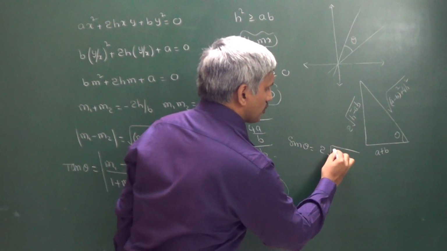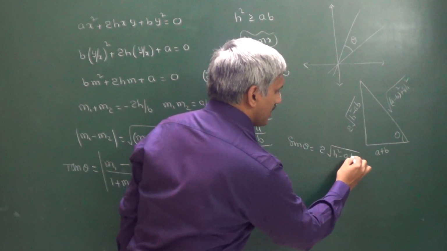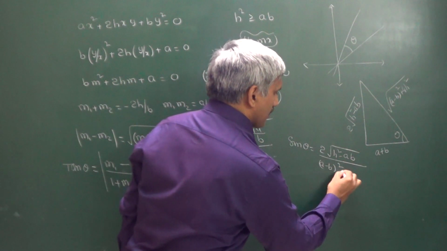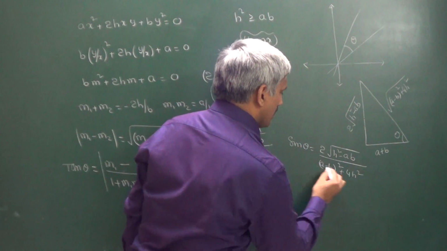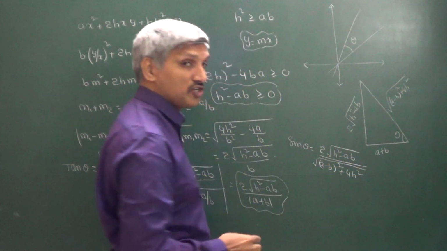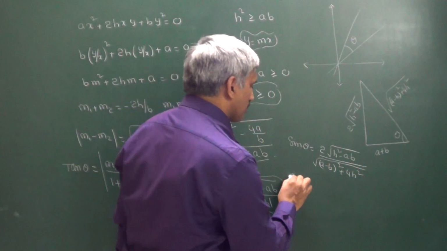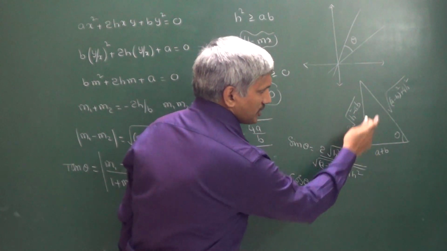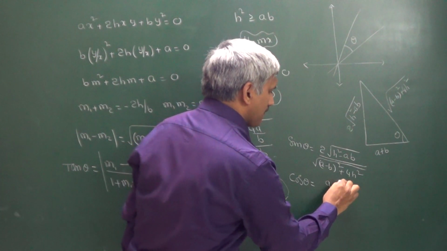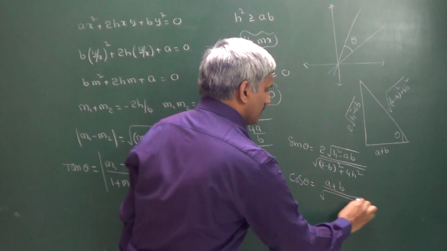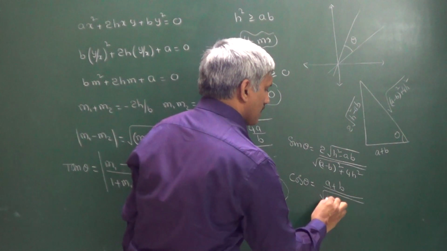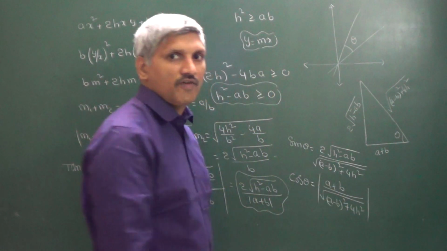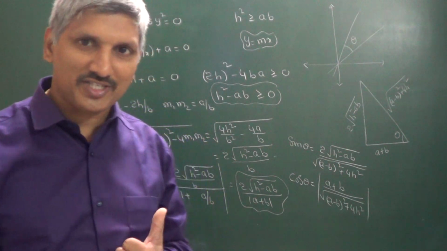2 into square root of h square minus ab divided by a minus b whole square plus 4h square under root. That is the formula in terms of sine theta. Suppose if you want to find out the formula in terms of cos theta, cos theta is equal to adjacent side by hypotenuse. That's why a plus b divided by root over a minus b whole square plus 4h square. So that is the formula for finding angle between pair of straight lines.